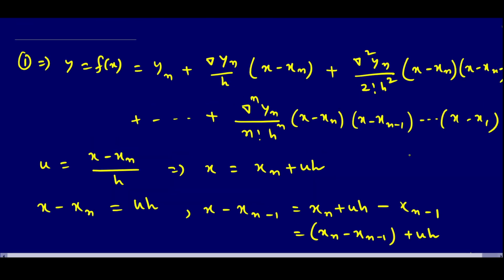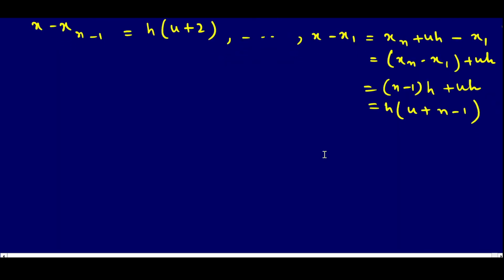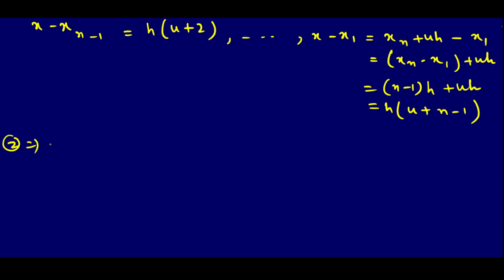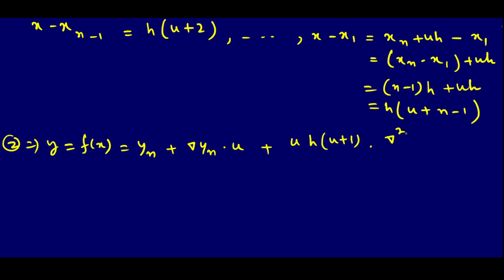So this equation, let us take this equation number 2. We'll put all the values in equation number 2. Equation 2 implies, so it's either y or you can write f of x. First term is yn. Then nabla yn into x minus xn. So our x minus xn is u. Then x minus xn is h into u. Then plus h into u plus 1 by nabla square yn by 2 factorial h square.